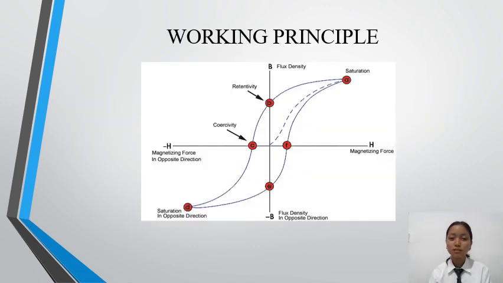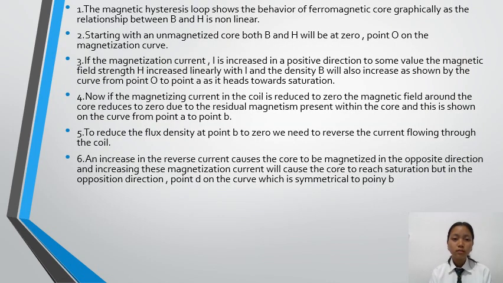Working principle of the hysteresis loop. The magnetic hysteresis loop shows the behavior of a ferromagnetic core graphically, as the relationship between B and H is nonlinear. Starting with an unmagnetized core, both B and H will be at 0, point O on the magnetic curve. If the magnetizing current I is increased in a positive direction to some value, the magnetic field strength H increases linearly with I, and the density B will also increase as shown by the curve from point O to point A as it heads towards saturation.